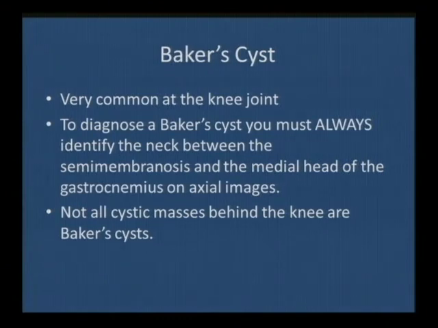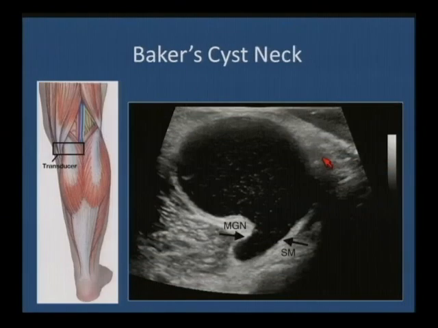So if you remember nothing else about this lecture and someone asks you to look at a Baker's cyst, remember that you must always identify the neck if you're going to call a cystic mass behind the knee a Baker's cyst. And if you can't identify the neck, if you're not certain it's a Baker's cyst, you have to work it up, you have to get an MR. All right, so remember we looked at the medial head of the gastrocnemius and the semimembranosus sitting next to one another, and then we looked at a little bursa forming, but this is clearly a Baker's cyst here, right?